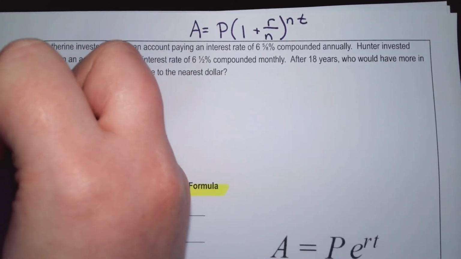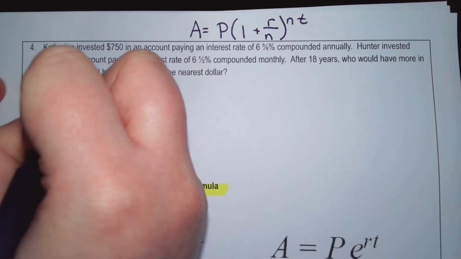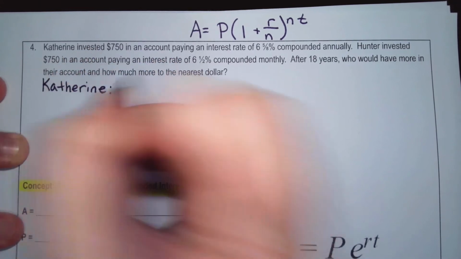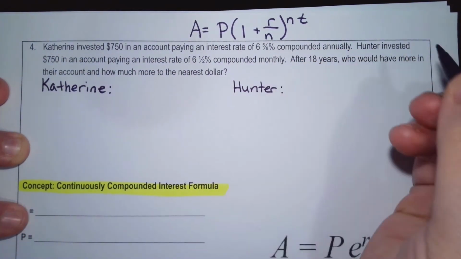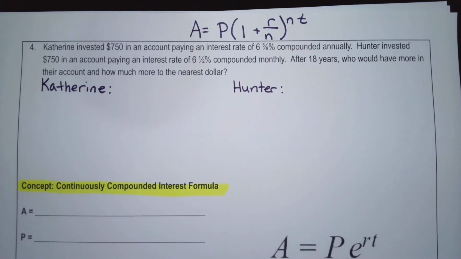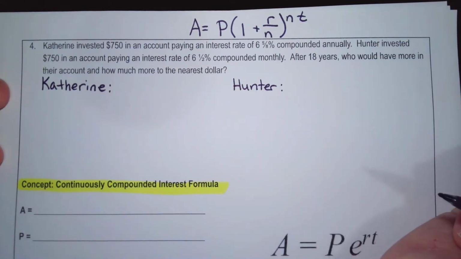So we have two accounts. We have Catherine and we have Hunter. So we need to run this compound interest formula for both of their scenarios. So let's start with Catherine first.